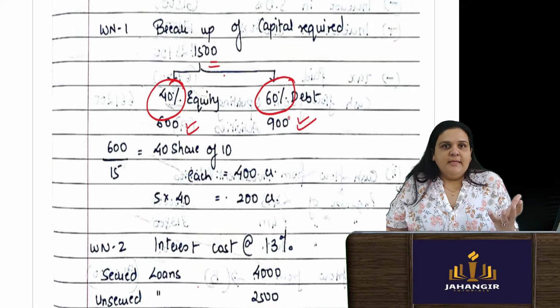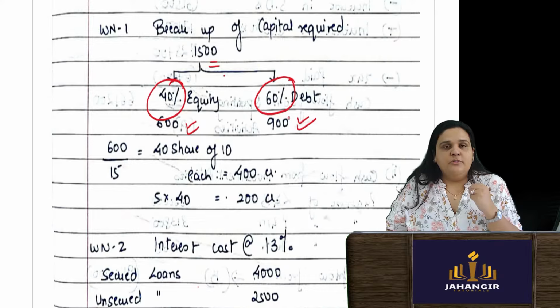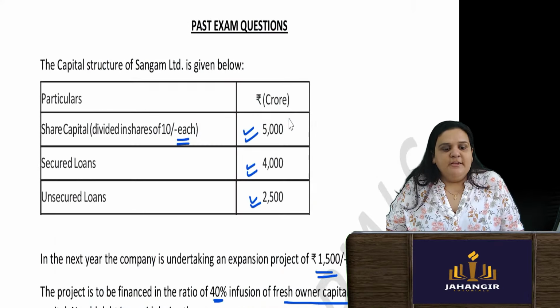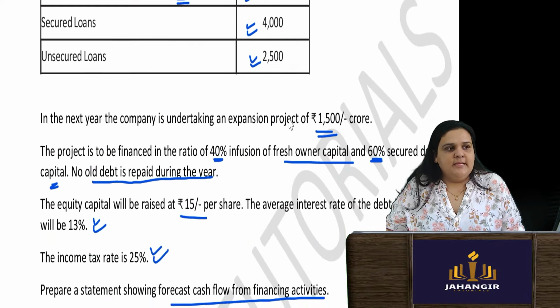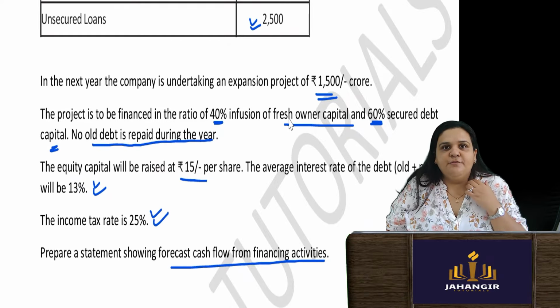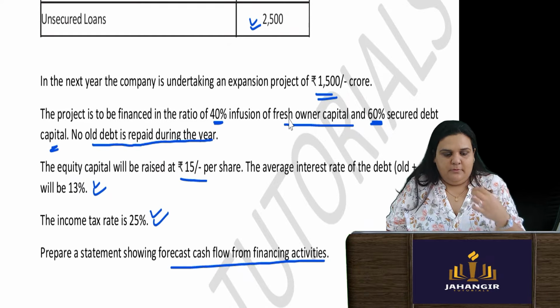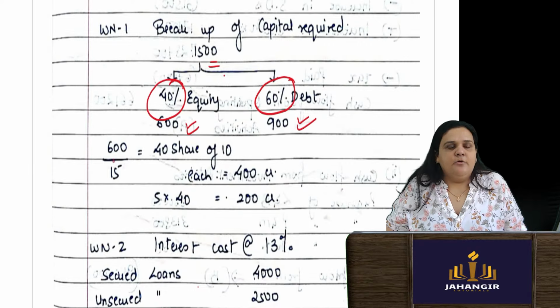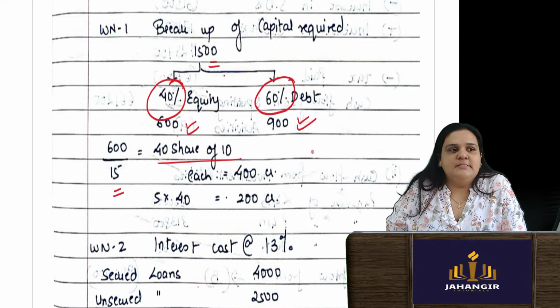So if I am taking 600 crores in form of equity and the value of the share, they are saying, has to be raised at rupees 15 per share. Right? So 600 crores is the amount divided by the issue price. So how many shares am I raising? 40 crore shares of rupees 10 each.